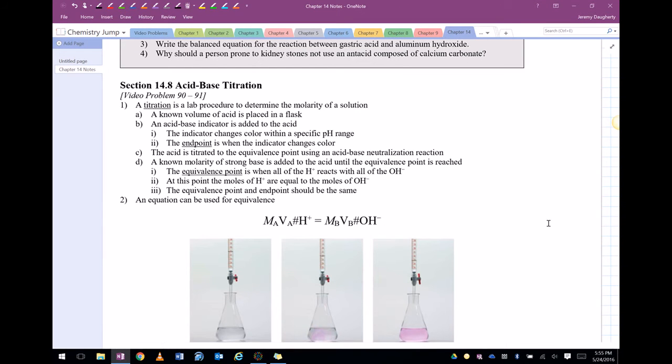Section 14.8, acid-base titration. This is a neutralization reaction, so that third type of reaction that I talked about in the last video. Anytime you take an acid and react it with a base, it's called a neutralization reaction because it's getting closer and closer to neutral.